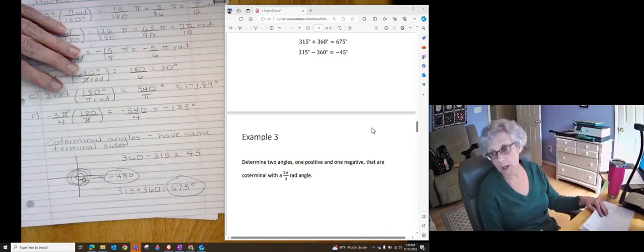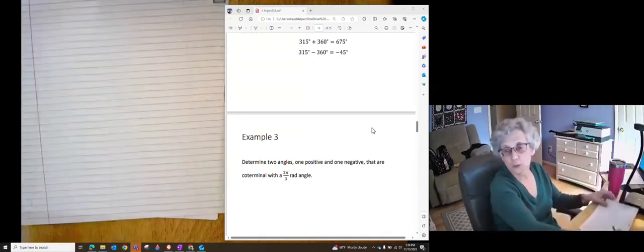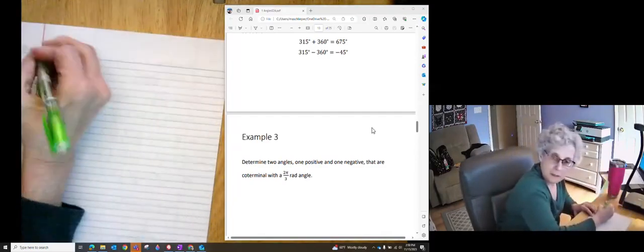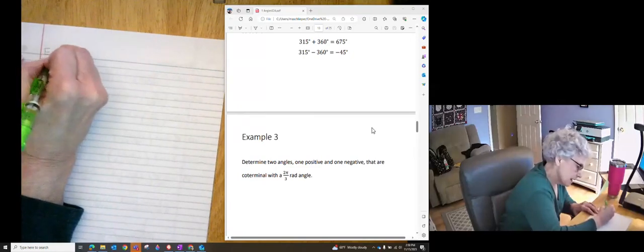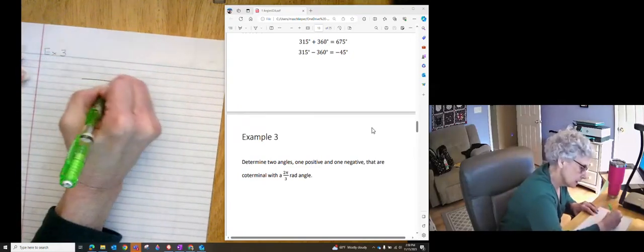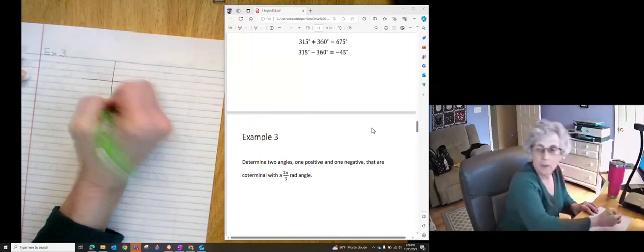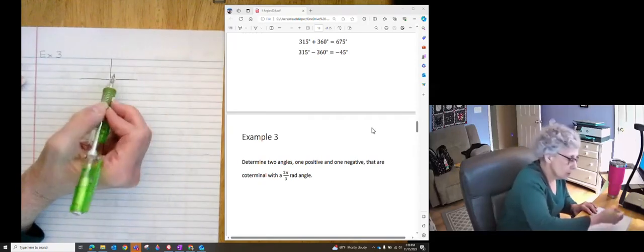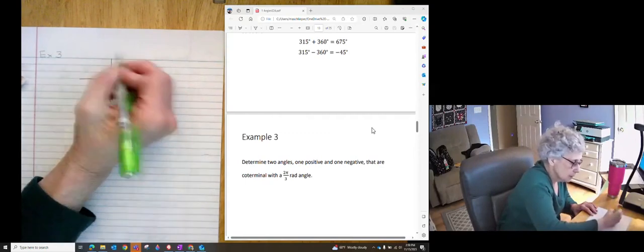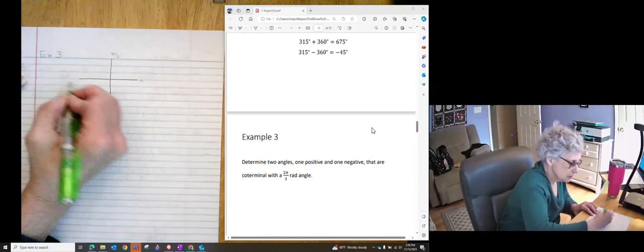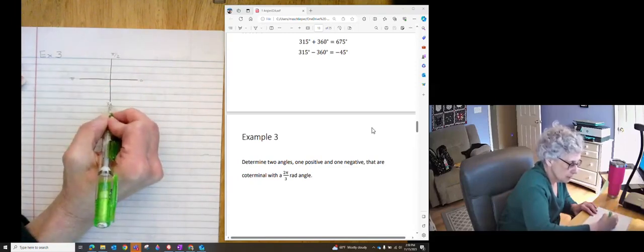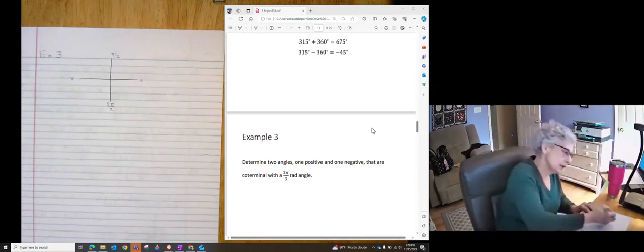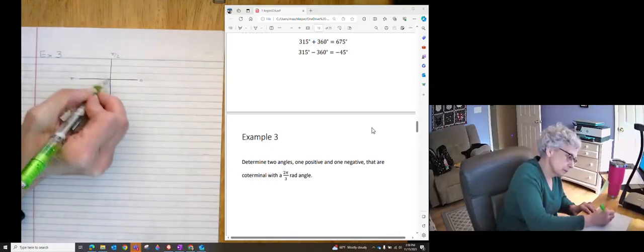Determine two angles, one positive and one negative, that are coterminal with a 2 pi thirds radian angle. So let's estimate where that should be on a circle. Well, 2 pi is an entire circle, so 0, pi over 2, pi, and 3 pi over 2. So 2 pi thirds would be over here somewhere.